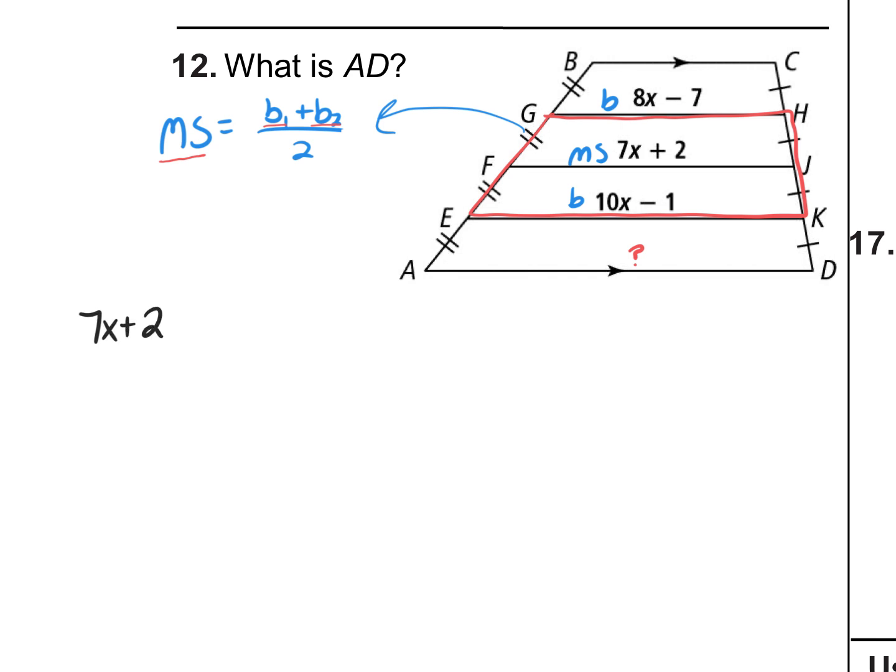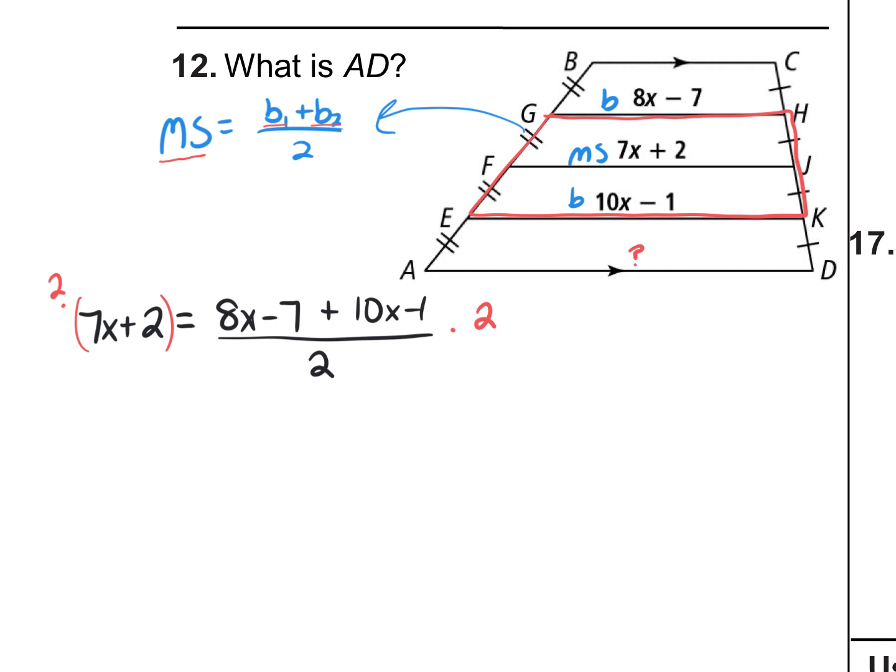7x plus 2 equals, one of my bases is 8x minus 7 plus the other base, 10x minus 1, all divided by 2. So what this just made for us is a big algebra problem. So we just have to solve, what do we want to get rid of first? The fraction. So I'm going to multiply by 2 on both sides. One thing to be careful of, on the left side, you have to multiply both of these by 2.